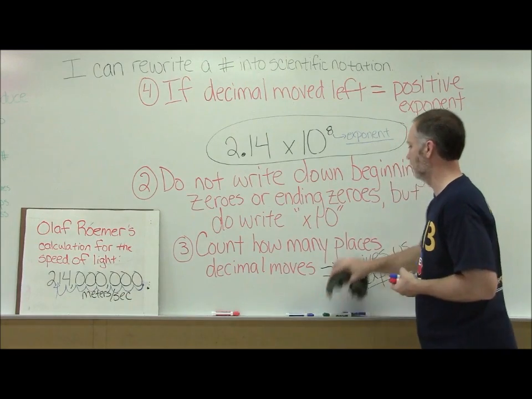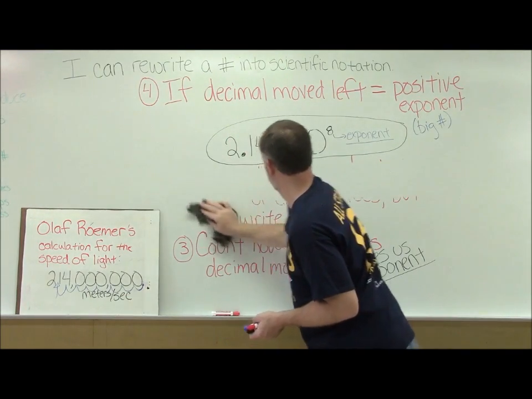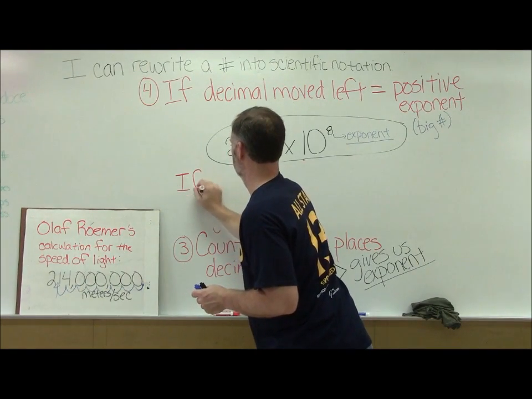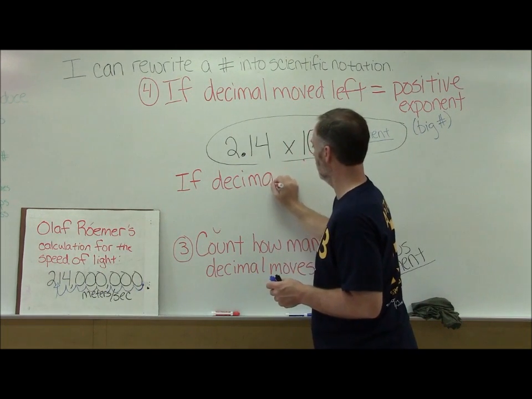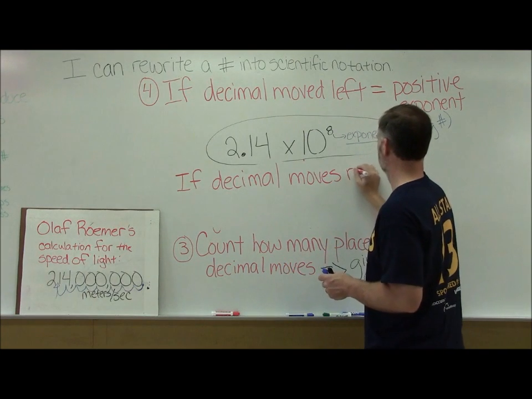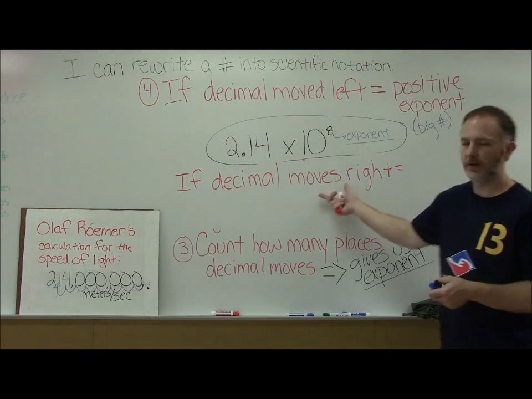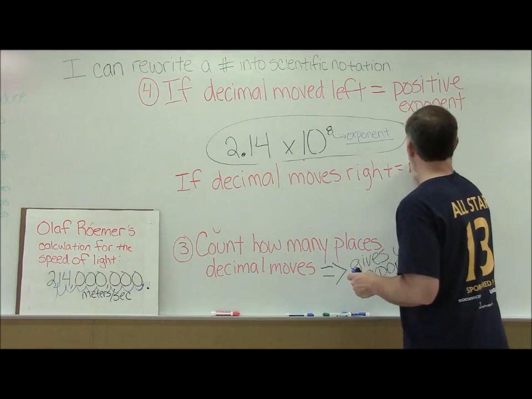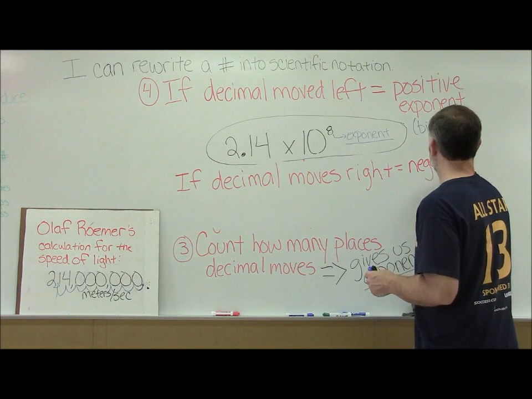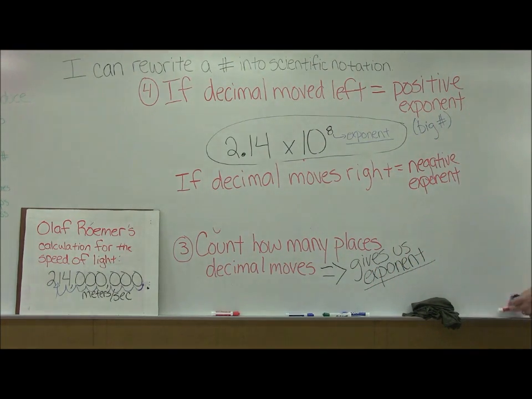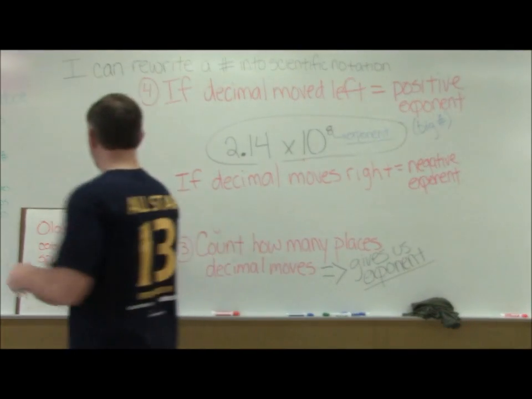For a small number, for step 4, if the decimal moves to the right, if we moved our decimal to the right, then we're going to have a negative exponent. And let me show you an example now of when we would use this.